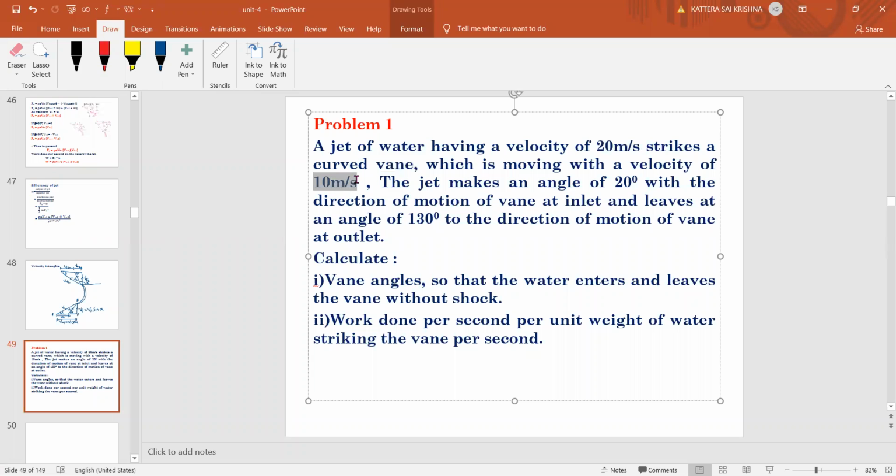That is 10 meters per second, the velocity of the blade or velocity of the plate or velocity of the vane. All the 3 terms are the same. It is called blade, plate, vane, anything. Okay. Next, what he said: the jet makes an angle of 20 degrees with the direction of motion of the vane. So what is this? The jet is making an angle. V1 will be making an angle of 20 degrees with the direction of motion of the vane. So alpha is given to us.